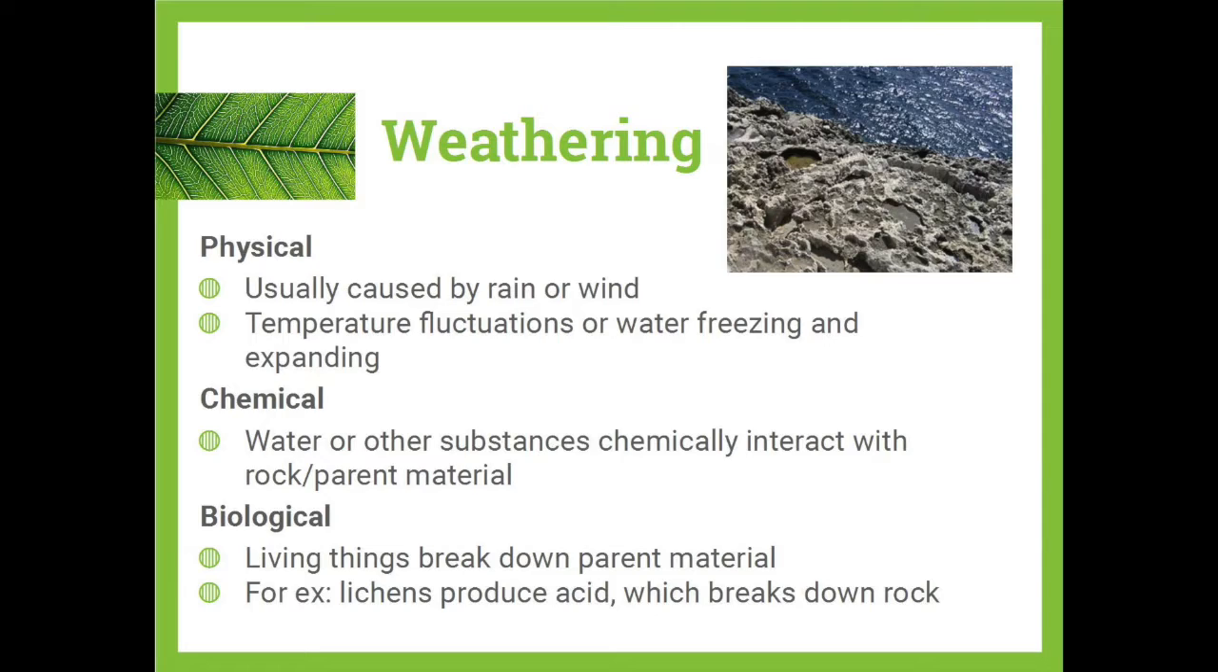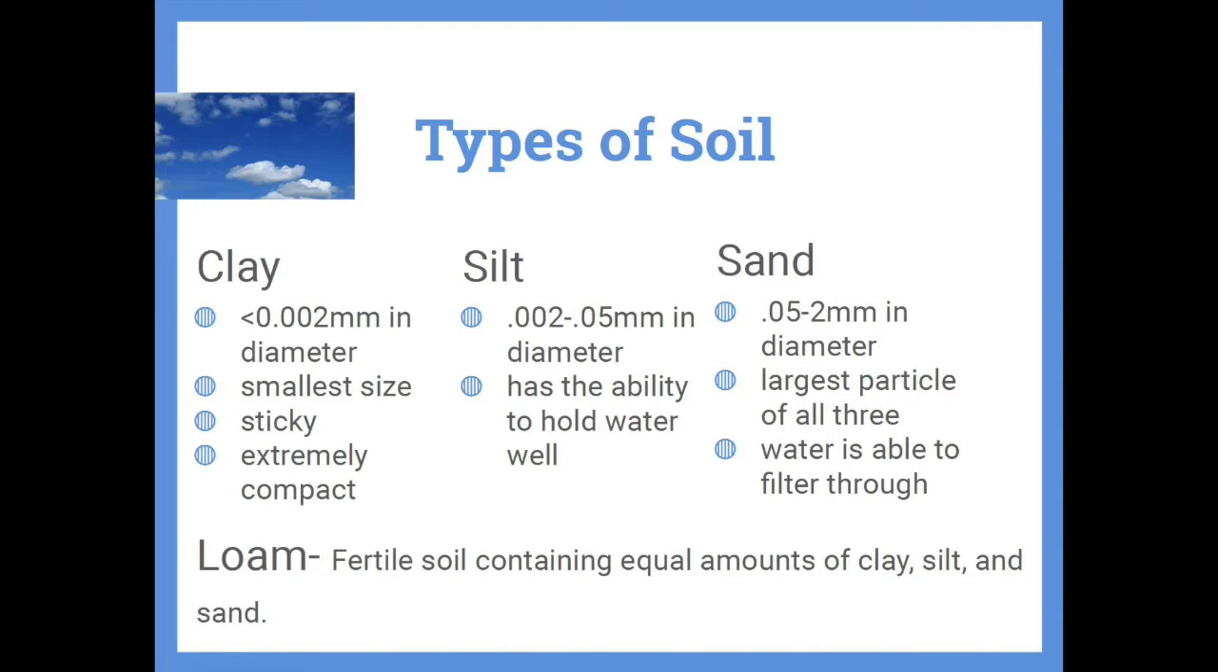Biological weathering is weathering that takes place as a result of the activities of living organisms, such as tree roots growing and expanding through the rocks. There are three types of soil. There's clay, silt, and sand.